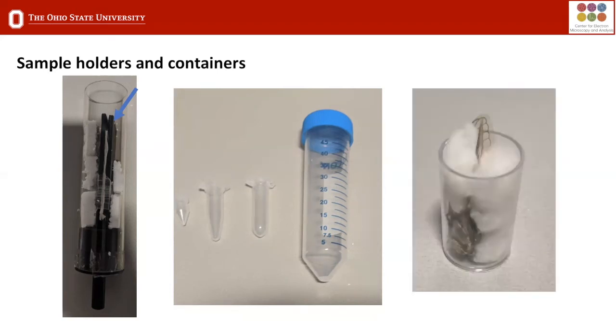This photo shows a picture of a cicada, which we've imaged on the CT, and you can see that we've placed it in a small container and then used some cotton wool to make sure it doesn't move.